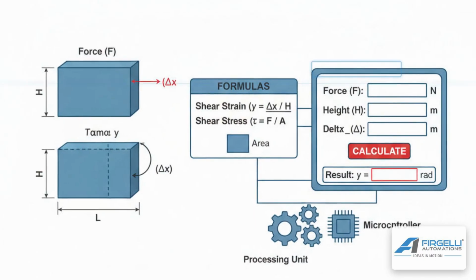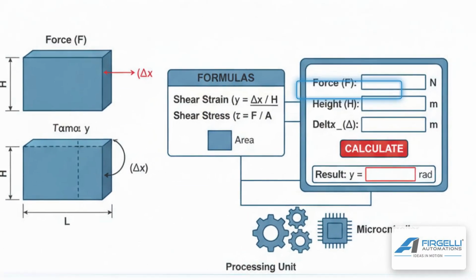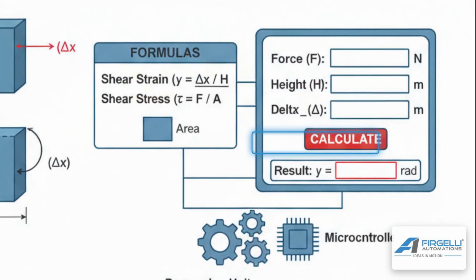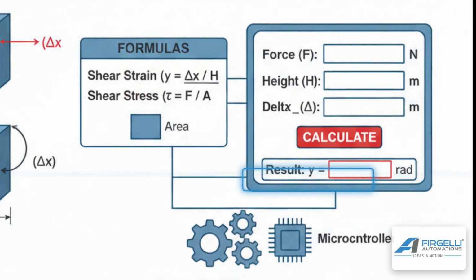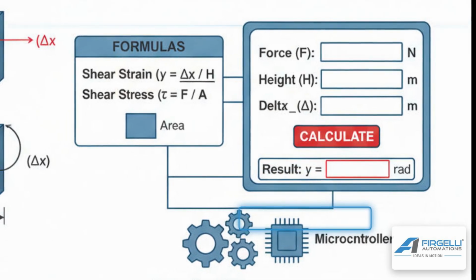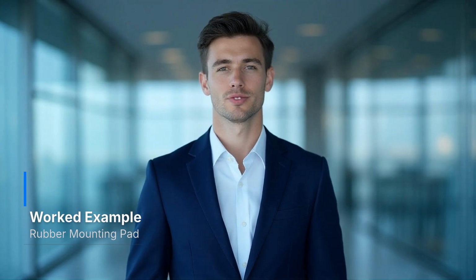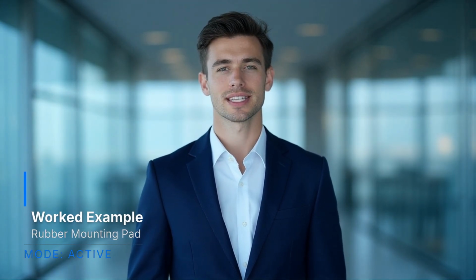Below that, you'll find the input fields: lateral displacement in millimeters, original height in millimeters, shear angle in degrees, shear strain, which is dimensionless, shear stress in megapascals, and shear modulus in gigapascals. Depending on your calculation mode, only the relevant fields will be active. Let's work through a real example.